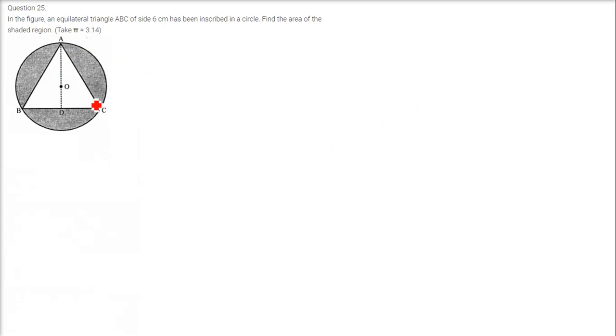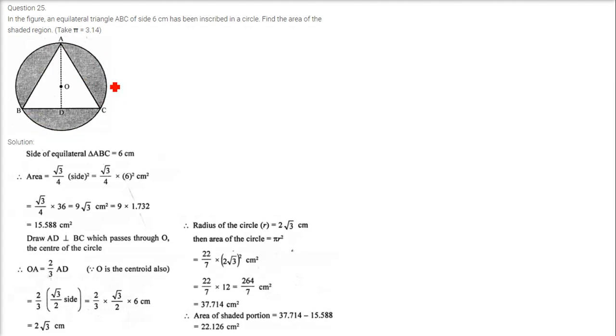In the figure, an equilateral triangle ABC of side 6 has been inscribed. Now the triangle is inside, and there is a circle which is passing through here, right? So since we know that when we drop a perpendicular here, and if you join this one, this will be the radius.